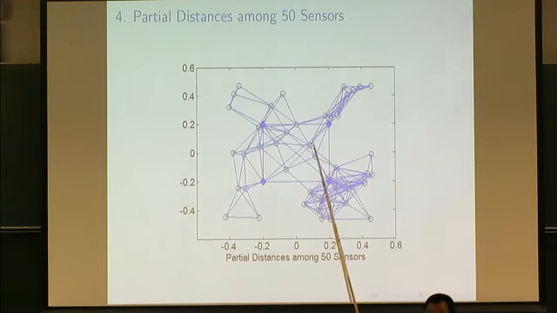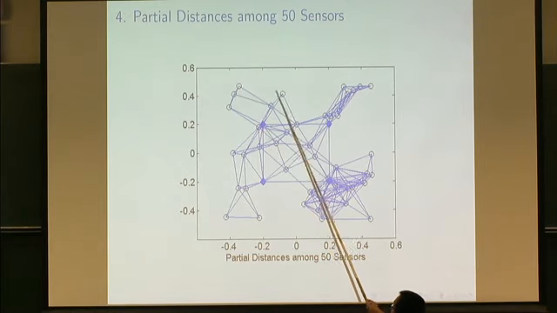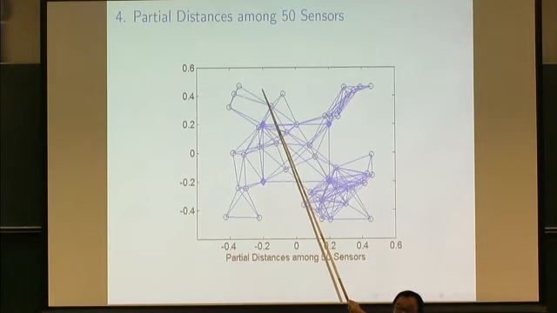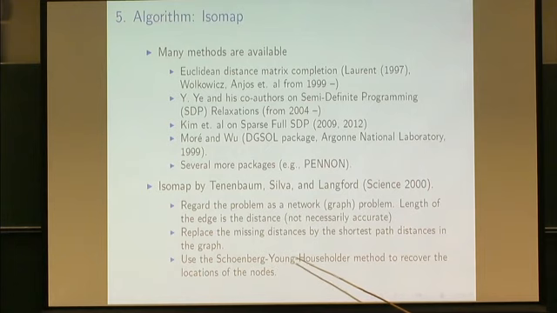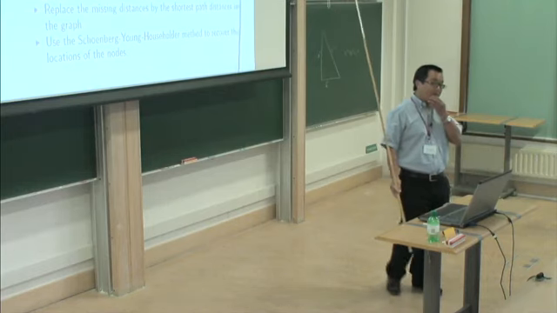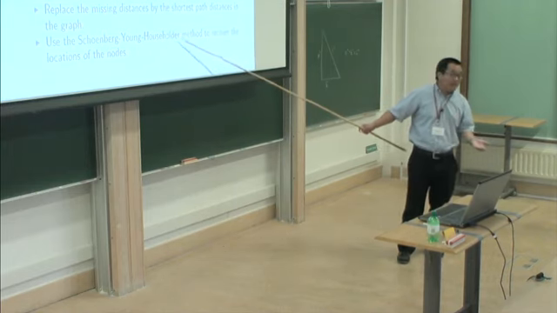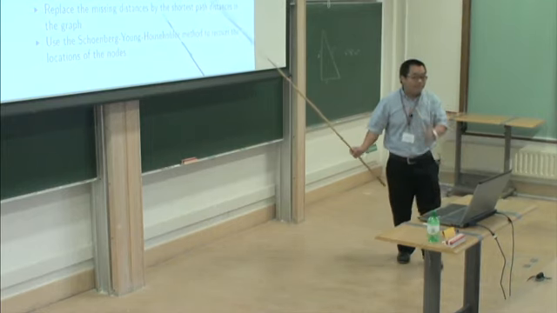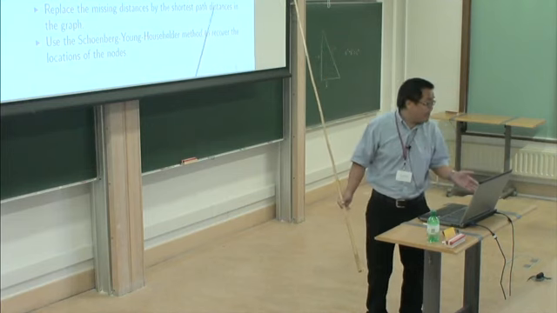You can calculate the shortest path, and you use the shortest path for the distance between those two sensors. Then you use the shortest path for the missing distances, and you use the Schoenberg-Young-Householder decomposition to recover the embedding points. It is an extremely simple proposal, and that's why so many people like it. It can be implemented in a few lines, and it works for many problems.